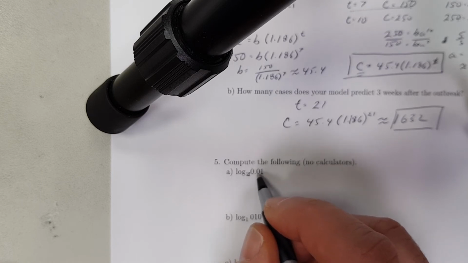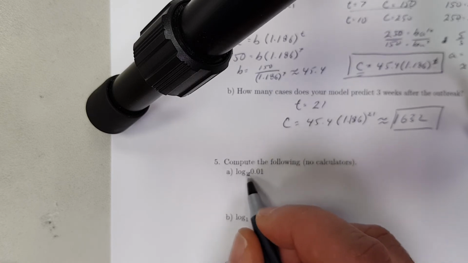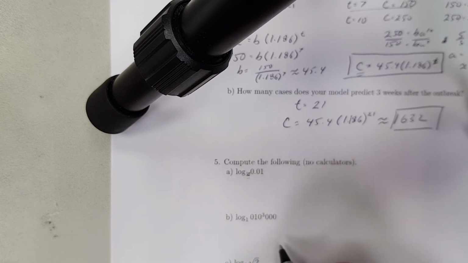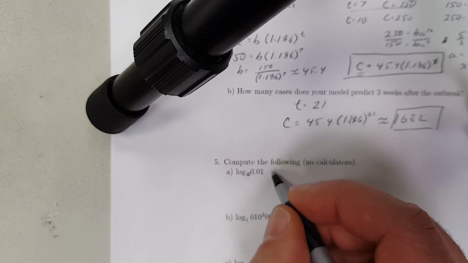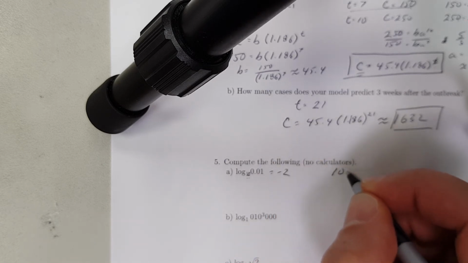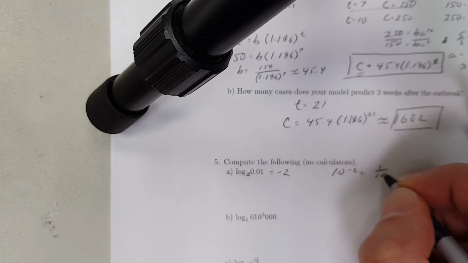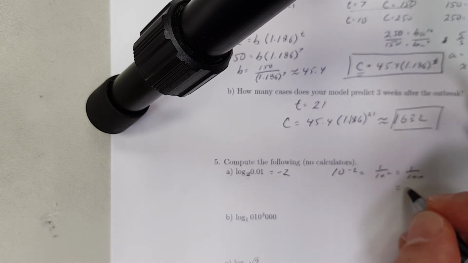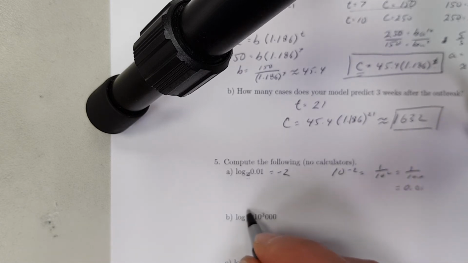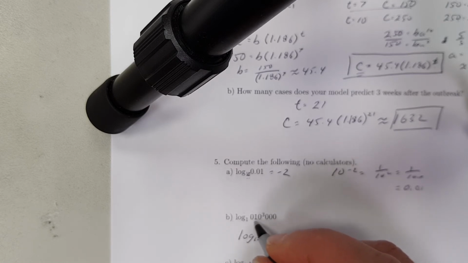were confused. So 0.01, I'm looking for the number I have to raise 10 to give me the number 0.01. And the number I have to raise 10 to get 0.01 is -2, because 10 to the power -2 is 1 over 10 squared, or 1 over 100, which is 0.01. This is supposed to say log base 10 of, what is it, 10 to the 3,000.